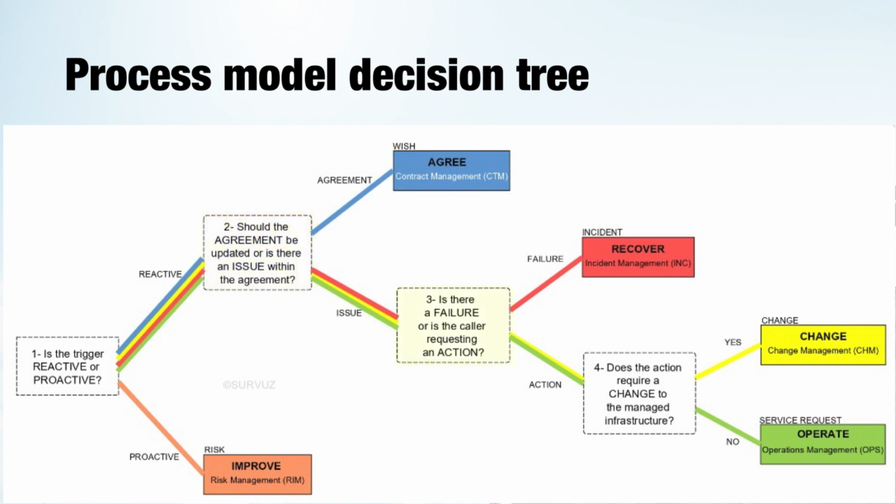If not, then we need to decide if it's a failure or some other action is needed. A failure would trigger recover or incident management. And if an action is needed, all we need to know is whether we can take action immediately in operations or is a request for change needed, in which case we'd have to go through change management. The process model is key to enabling the USM workflows, and they comply with USM's process design criteria.